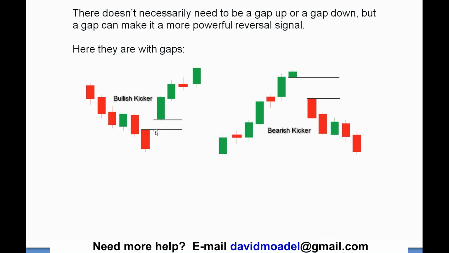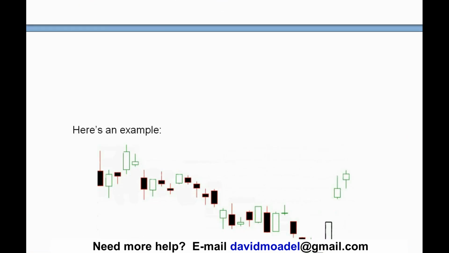All right, here's a bullish kicker. Notice that not only was the reversal candle sizable, with a big body, but also there's a gap there. They gapped up. And again, the wicks aren't that important. You hardly see any wicks here. And here's a bearish kicker with a sizable gap there. That's just an example, and it could make it even more powerful. The size of the body is also an indicator of the reversal candle. That could make it more powerful as well: the size of the gap and the size of the body.